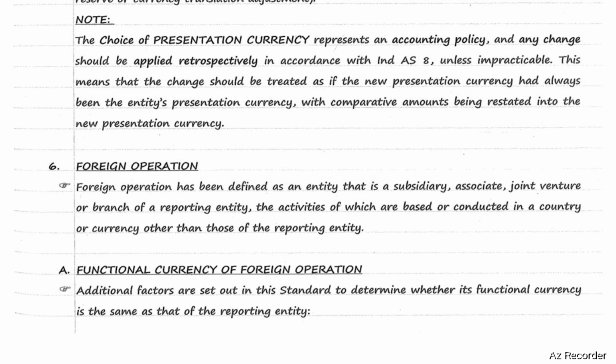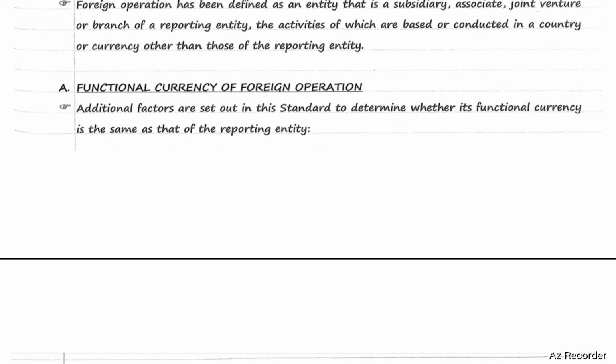Foreign operation. Foreign operation has been defined as an entity that is a subsidiary, associate, joint venture, or branch of a reporting entity, the activities of which are based or conducted in a country or a currency other than those of the reporting entity. Functional currency of foreign operation. Additional factors are set out in the standard to determine whether its functional currency is the same as that of the reporting entity.